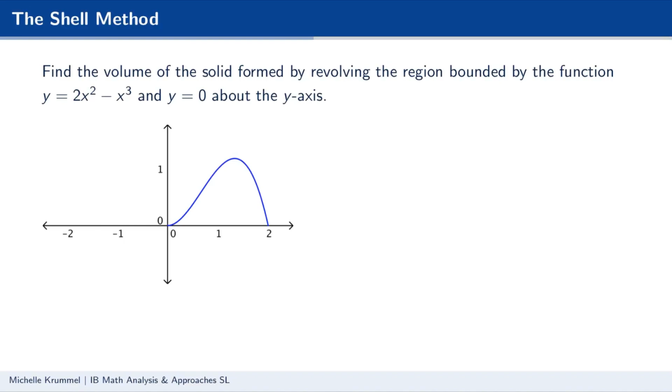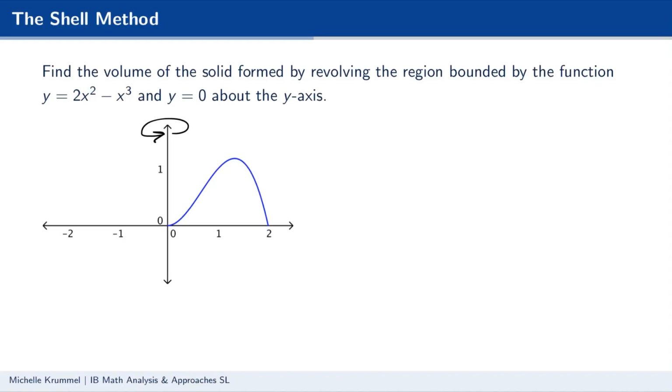Let's look at this next example. Find the volume of the solid formed by revolving the region bounded by the function y equals 2x squared minus x cubed and y equals 0 about the y-axis. Notice that it doesn't say to use the shell method or the washer method or the disk method. It's up to you to determine which method you want to use.